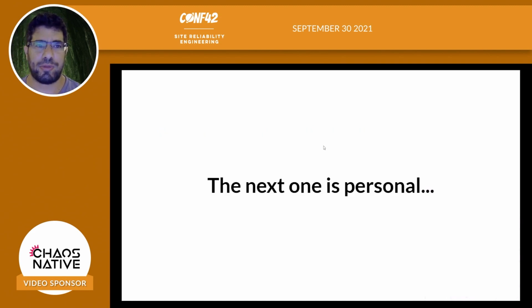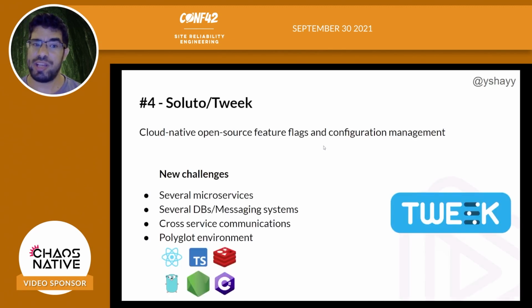So let's go to the next example, and the next one is personal. That's Tweek, the project I talked about before. It's a cloud-native open-source feature flag and configuration management. It has lots of microservices, several DBs and messaging systems, cross-communication, a polyglot environment. We use TypeScript, .NET, and Go.